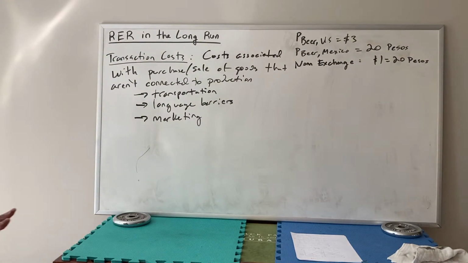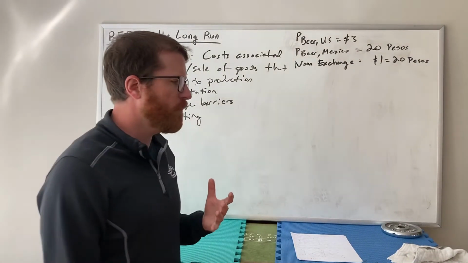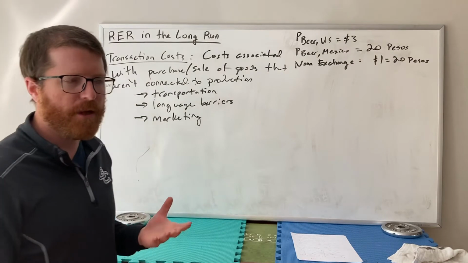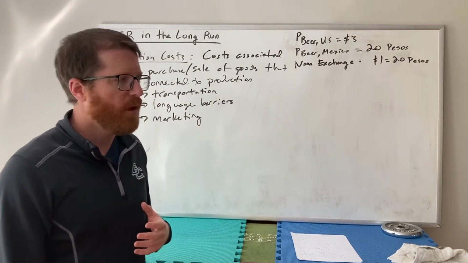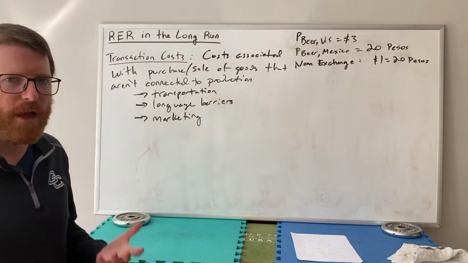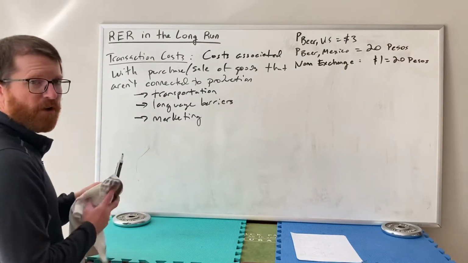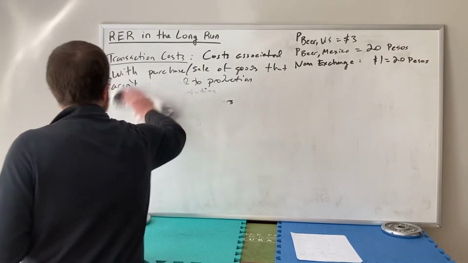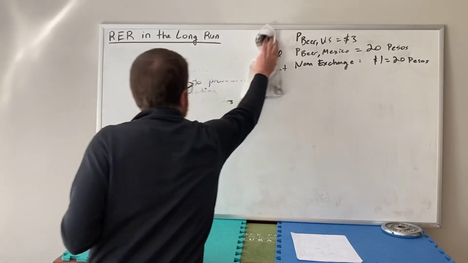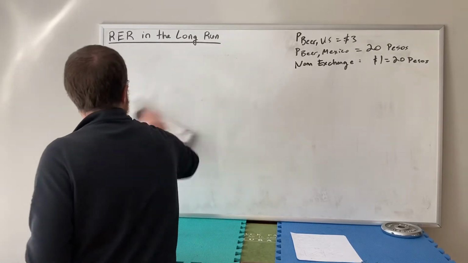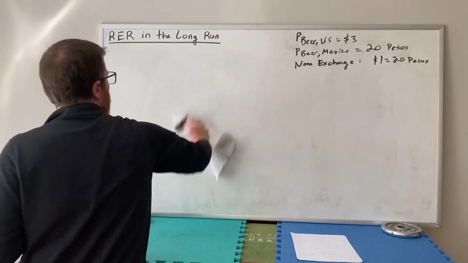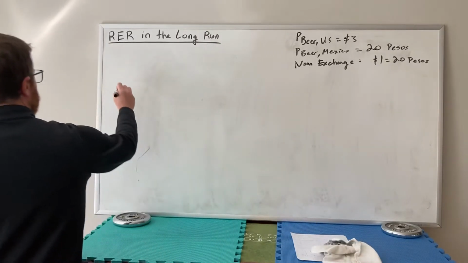So what we're going to think about is this impossible scenario, but it allows us to do some analysis. Let's imagine that there were no transaction costs. Let's think about what would happen. So all of these transaction costs, transportation, language barriers, marketing, and so forth, all of those transaction costs went away. Let's think about what would happen in this circumstance.